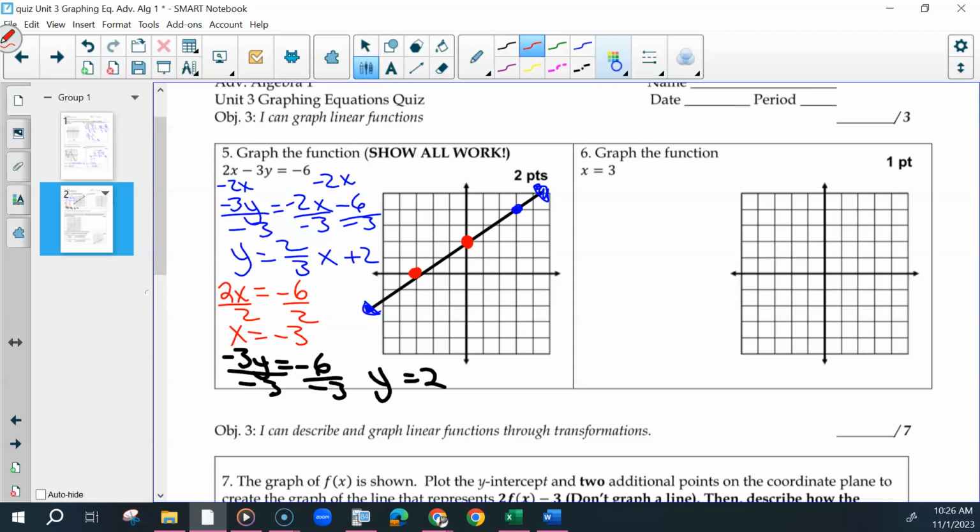Any other questions on that? So the 2 points on that one were however you solved that math, and did your graph match your math. 6 was hit or miss. Some of you got this, some of you did not. If this is an x equals, this should be a vertical line at 3. So if you did a horizontal line or didn't draw a line and just put a point, you missed points. Questions on that?